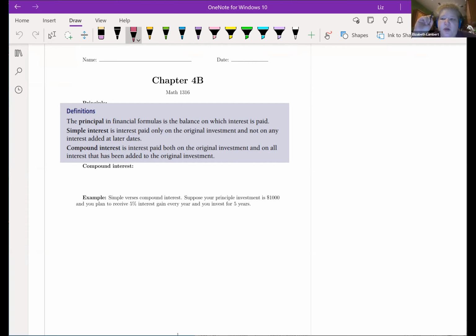Compound interest, though, is interest paid both on the original investment and on all interest that has been added to the original investment. This is what your student loans do. So you have the initial amount you borrowed. Then they calculate the interest for that and add that to the total. Now they calculate the interest on the new total and add that to the total. So this is how it grows much faster than you realize.